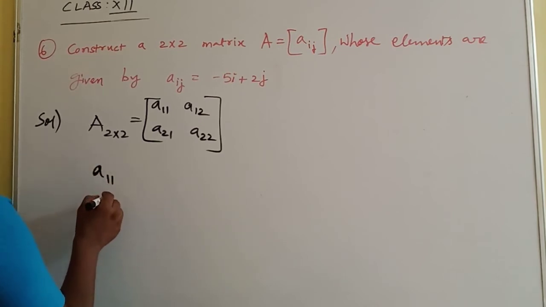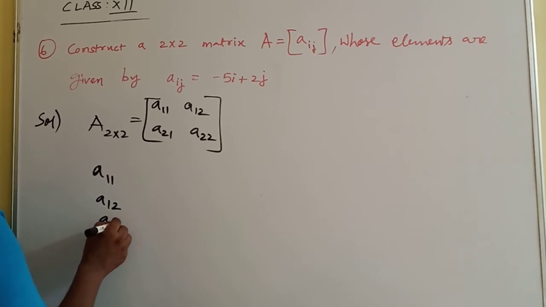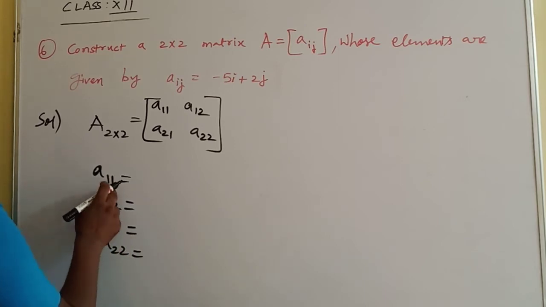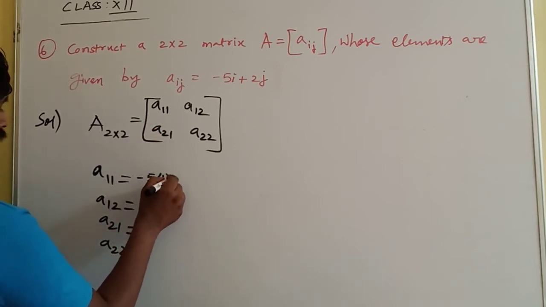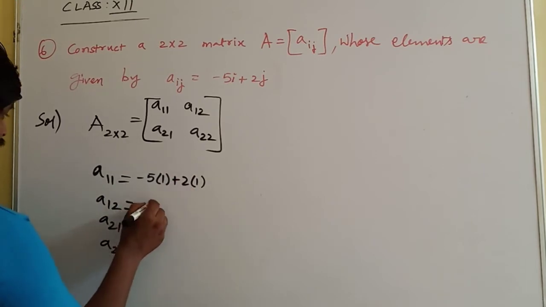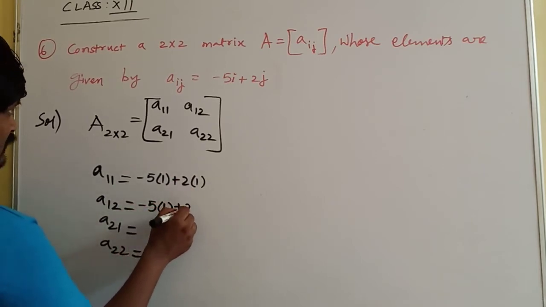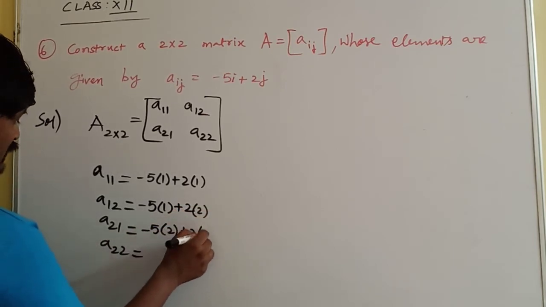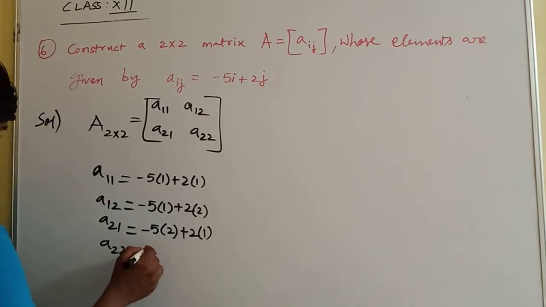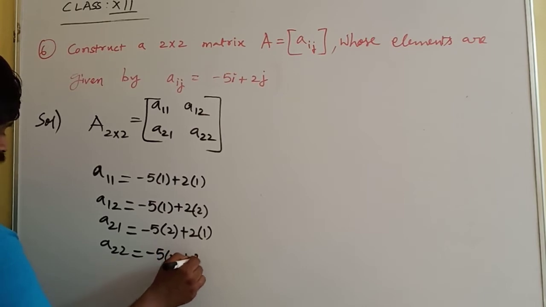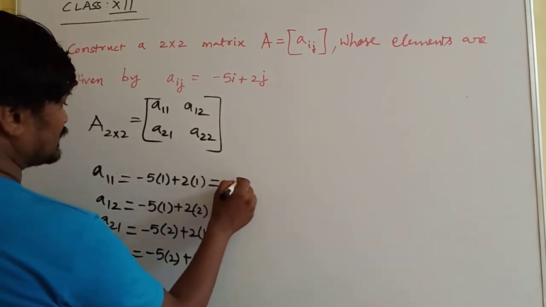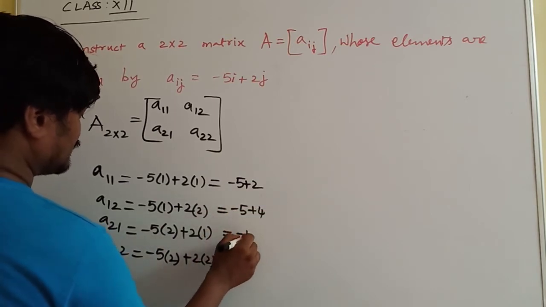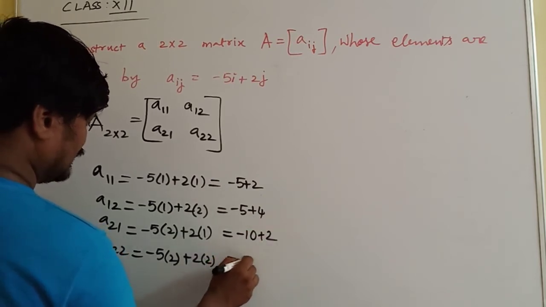So now a11, a12, a21, a22. Just substitute the values, i as 1, j as 1. So minus 5 into 1 plus 2 into 1. Next minus 5 into 1 plus 2 into 2. Next minus 5 into 2 plus 2 into 1. Next minus 5 into 2 plus 2 into 2. Simplify: minus 5 plus 2, minus 5 plus 4, minus 10 plus 2, minus 10 plus 4.